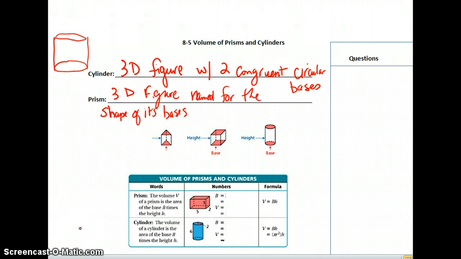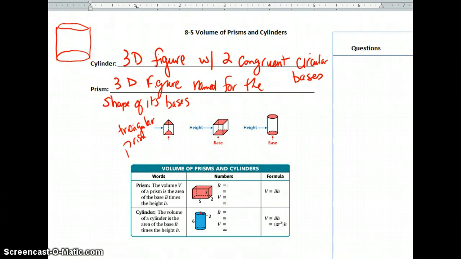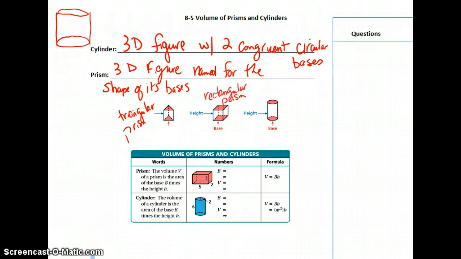A prism is a three-dimensional figure that's named for the shape of its bases. In the first example, the base is a triangle, so we call it a triangular prism. The second figure has a base that is a rectangle, so we call it a rectangular prism. And the final figure has a circular base, and it's three-dimensional. It looks much like the figure that I drew at the top, and this one's a cylinder.